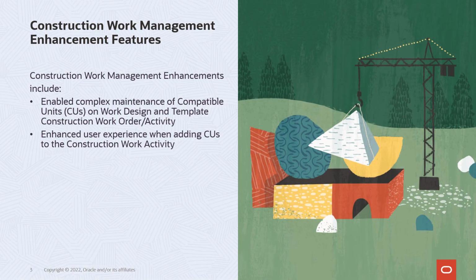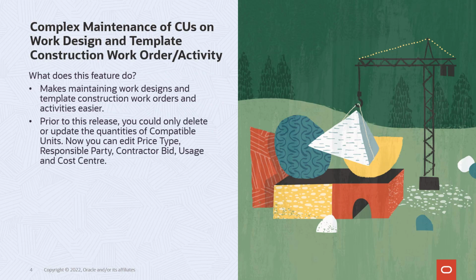In WAX 22C, we made quite a few enhancements around construction work management functionality. I'll only be pointing out two of the larger, more impactful enhancements in this presentation. First construction work management enhancement I'd like to tell you about is how we've opened up the work design and construction work activities CU revision functionality to allow you to revise all aspects of the selection. Prior to this release, you could only delete or update the quantities of compatible units. Now you can edit the price type, responsible party, contractor bid, usage, and cost center as well.